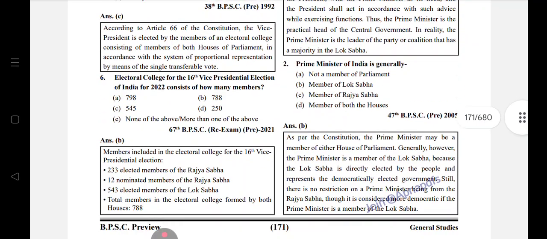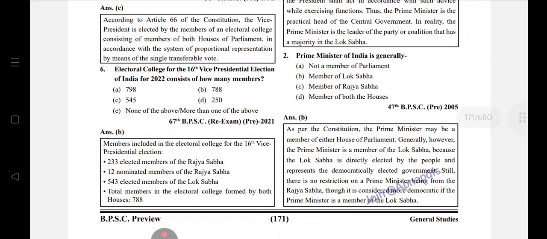788. Members of the electoral college: elected members of Rajya Sabha 233, nominated members of Rajya Sabha 12, elected members of Lok Sabha 543. Total number in the electoral college formed by both Houses is 788.